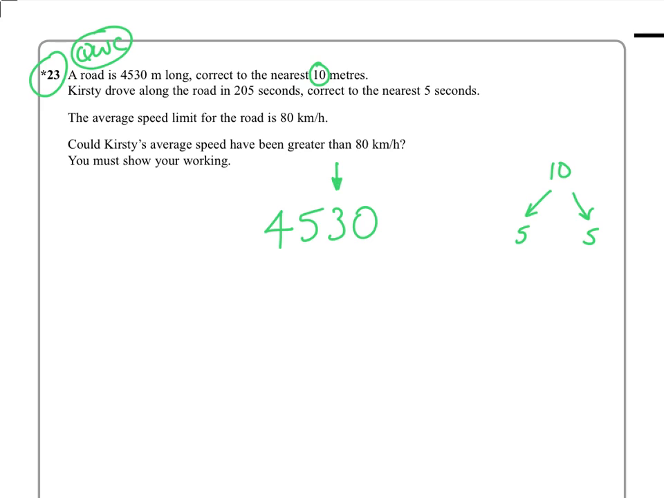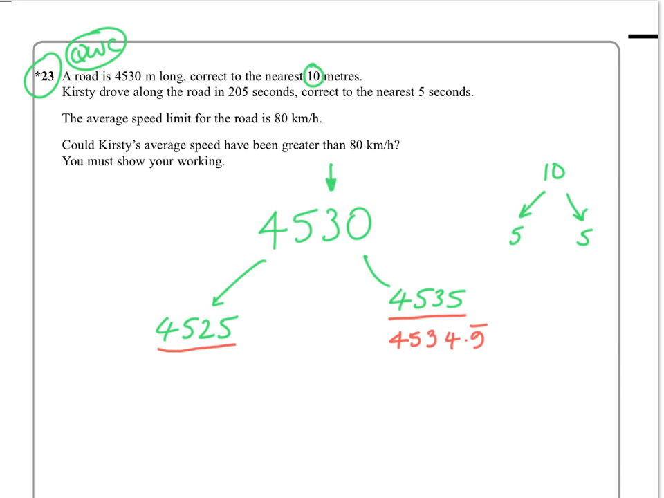So if you add 5 to this, you'd get 4,535, and if you took away 5, you'd get 4,525. Now, most students can see that this would round to 4,530, but I know what you're saying. You're saying, well, hold on, this doesn't. This rounds to 4,540. But if you were to choose 4,534.9 recurring, then you would convince yourself that this 4 here would not round this 3. So it would just remain at 4,530.